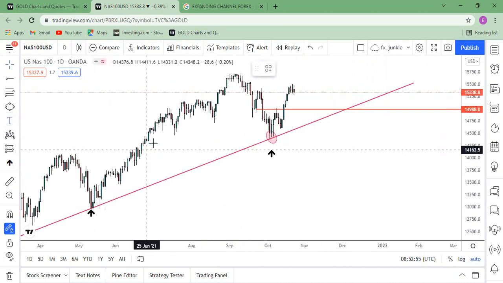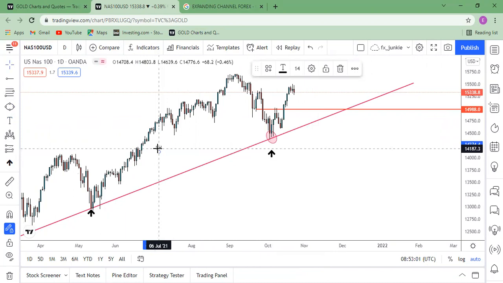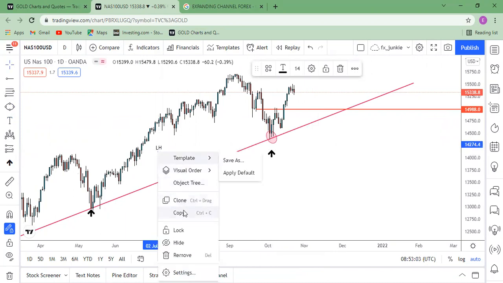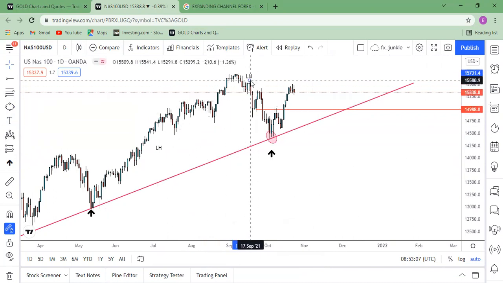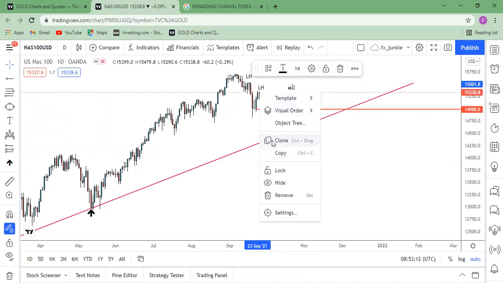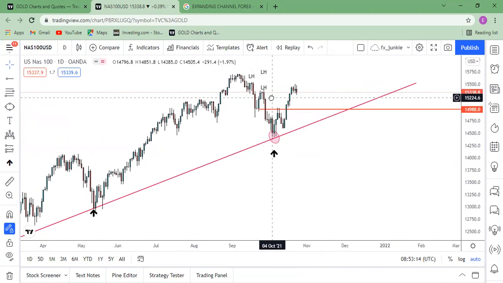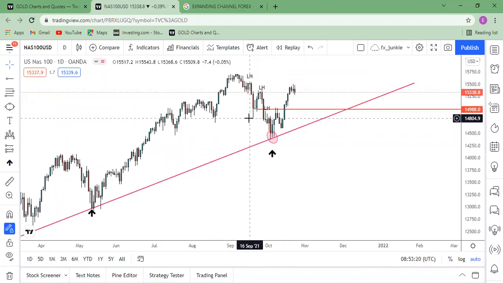Why am I saying that? Let me show you something, because we're creating lower highs all the way, and the characteristic of a downtrend is lower highs and lower lows. Okay, so I'm gonna clone these just to show you exactly what I'm talking about. With a lower high here, with a lower high here, also hit a lower high here. It's a lower high created.